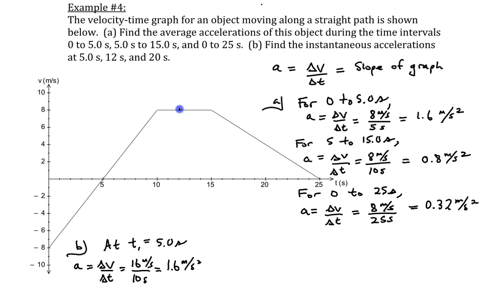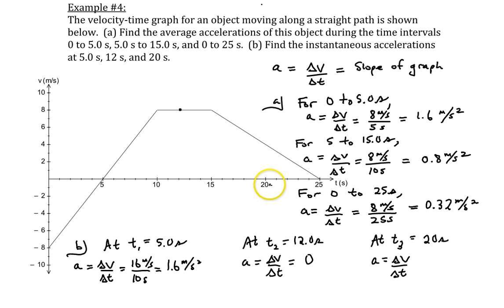Next is right here, what is the instantaneous velocity? Here we're taking the slope along that line, which is 0, because it's a horizontal line. And then we're looking at 20, which is about here, and we're going to be taking the slope along here now. And so our final answer here will give us negative 0.8 meters per second squared. And that's it for example number 4.